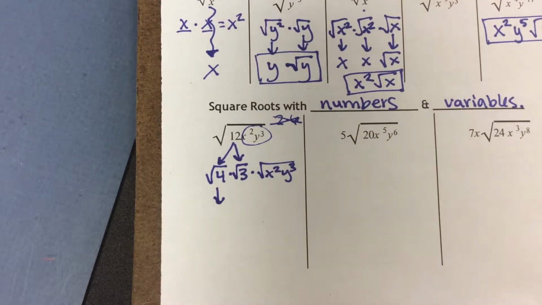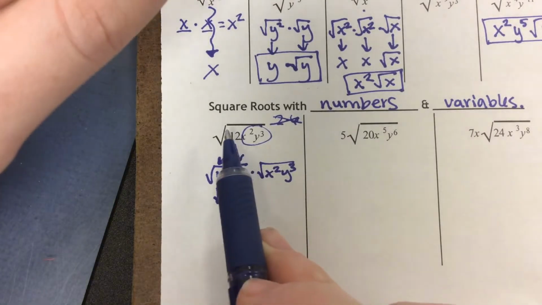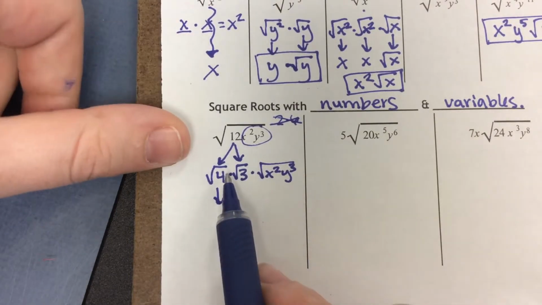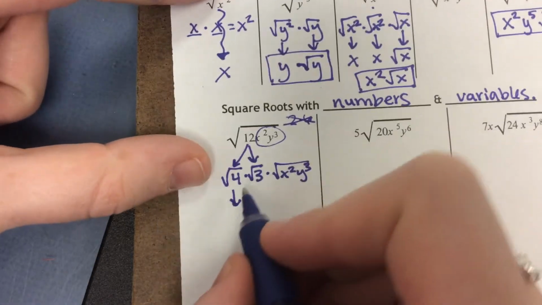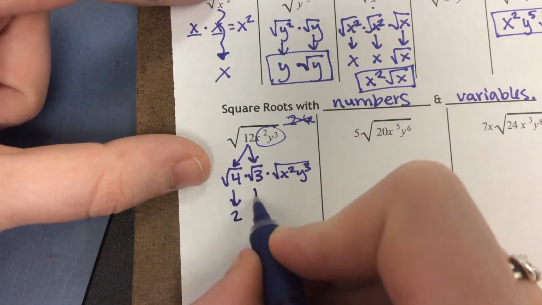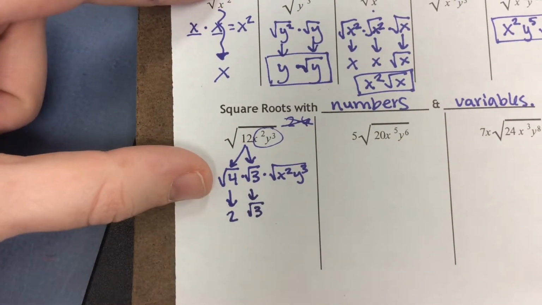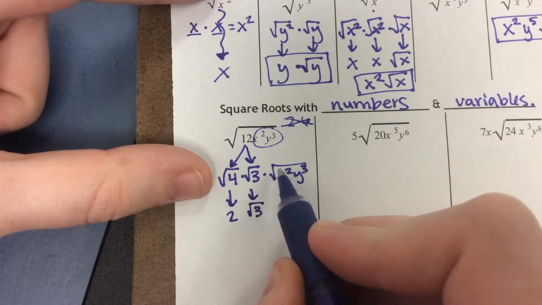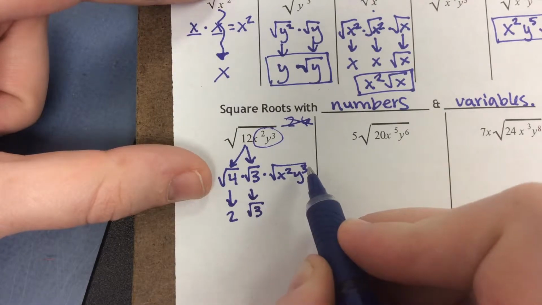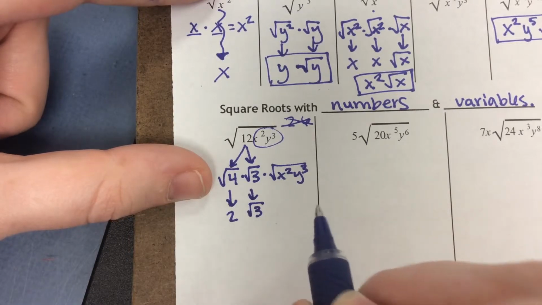Sorry for that interruption. So, once you get your number split up and factored, you simplify what's left in your square root. The square root of 4 is 2. The square root of 3 is messy, so we're going to leave it as the square root of 3. When you're looking at variables, you divide the variables by 2, and if they have a remainder, you leave a variable in the square root.